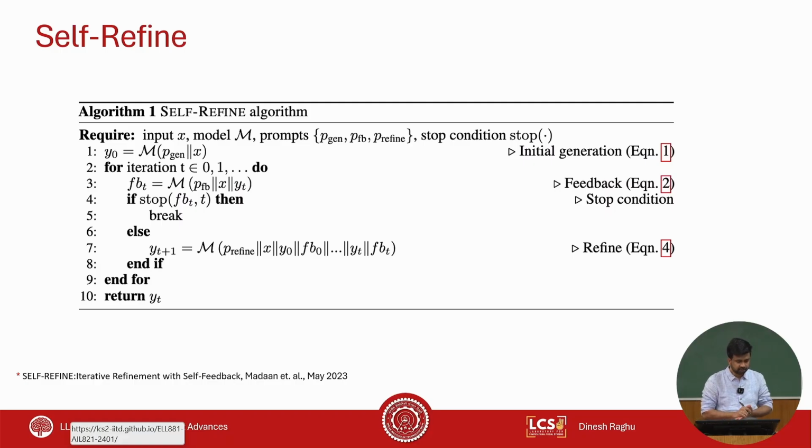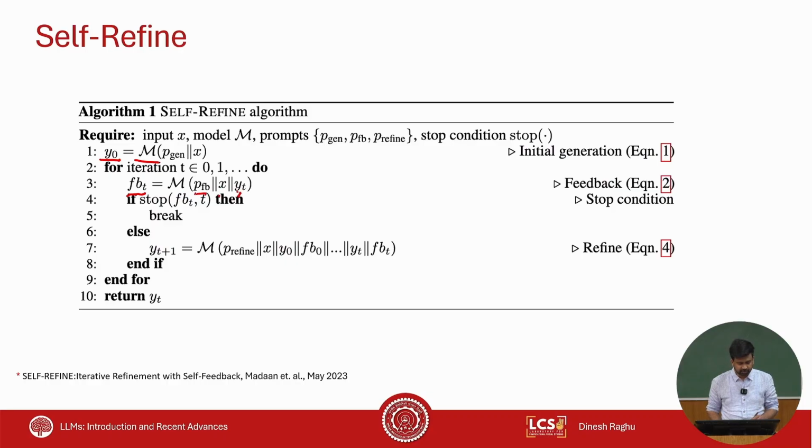You need three prompts. So at step 0, you will use the model with the generation prompt and the input to get the initial output, and then you will iterate over it. So here, in this particular algorithm, what they have done is, I will get the feedback from the feedback model based on the input and the latest output.